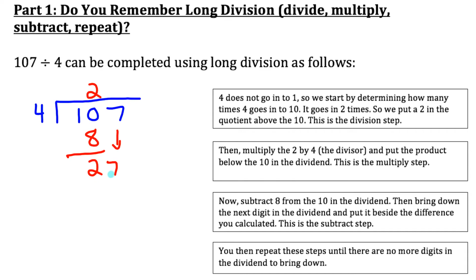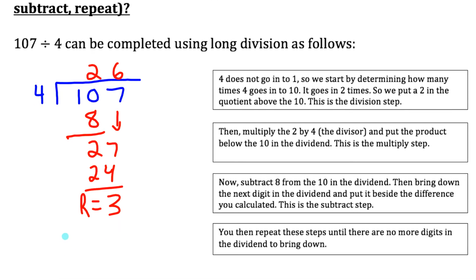How many times does 4 go into 27? It goes into it 6 3/4 times, but we'll just write 6. 6 times 4 is 24. Then we subtract: 27 minus 24 is 3, and since there are no other terms to bring down, and 4 doesn't go into 3, we say that that's our remainder. So that's how you perform the long division.